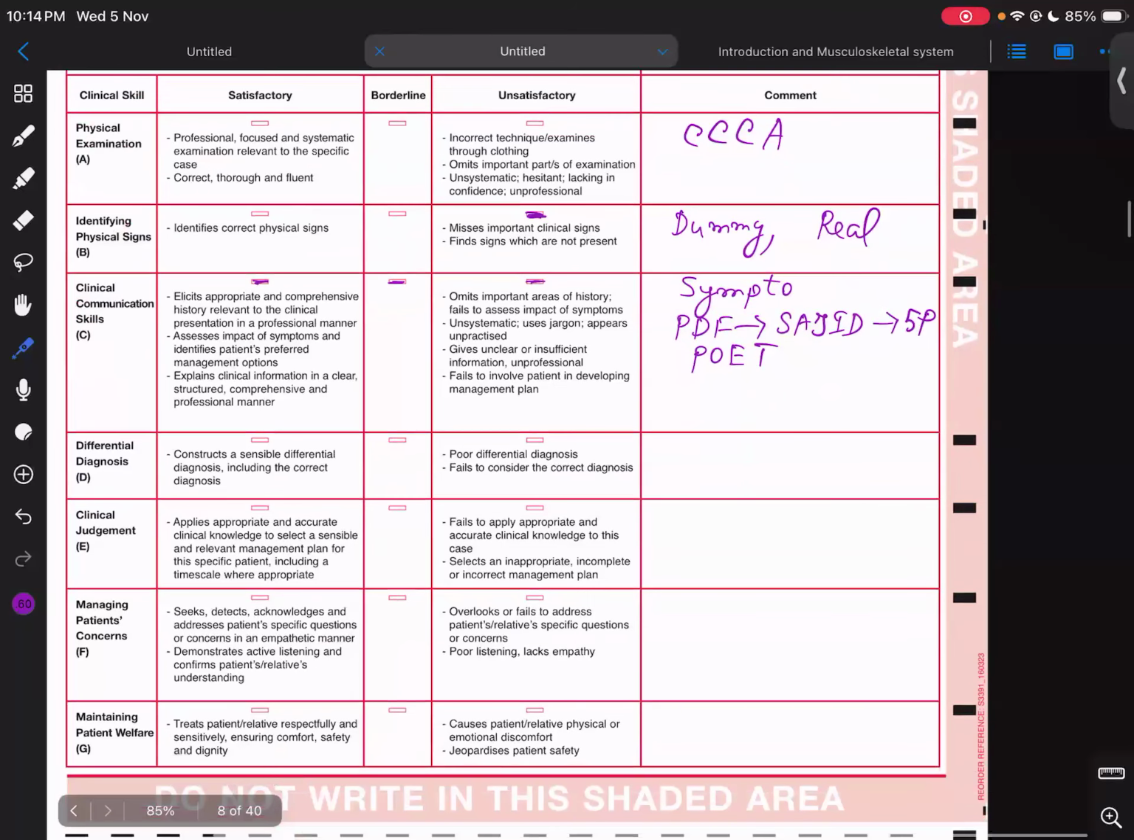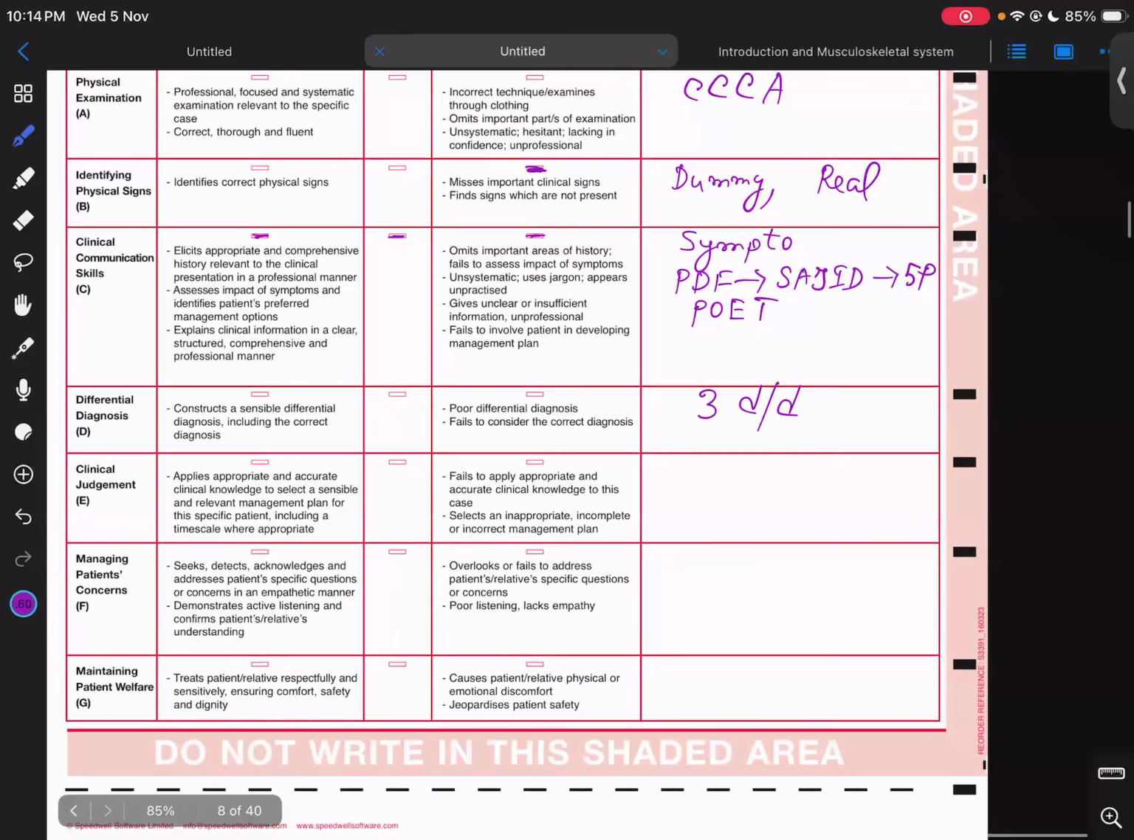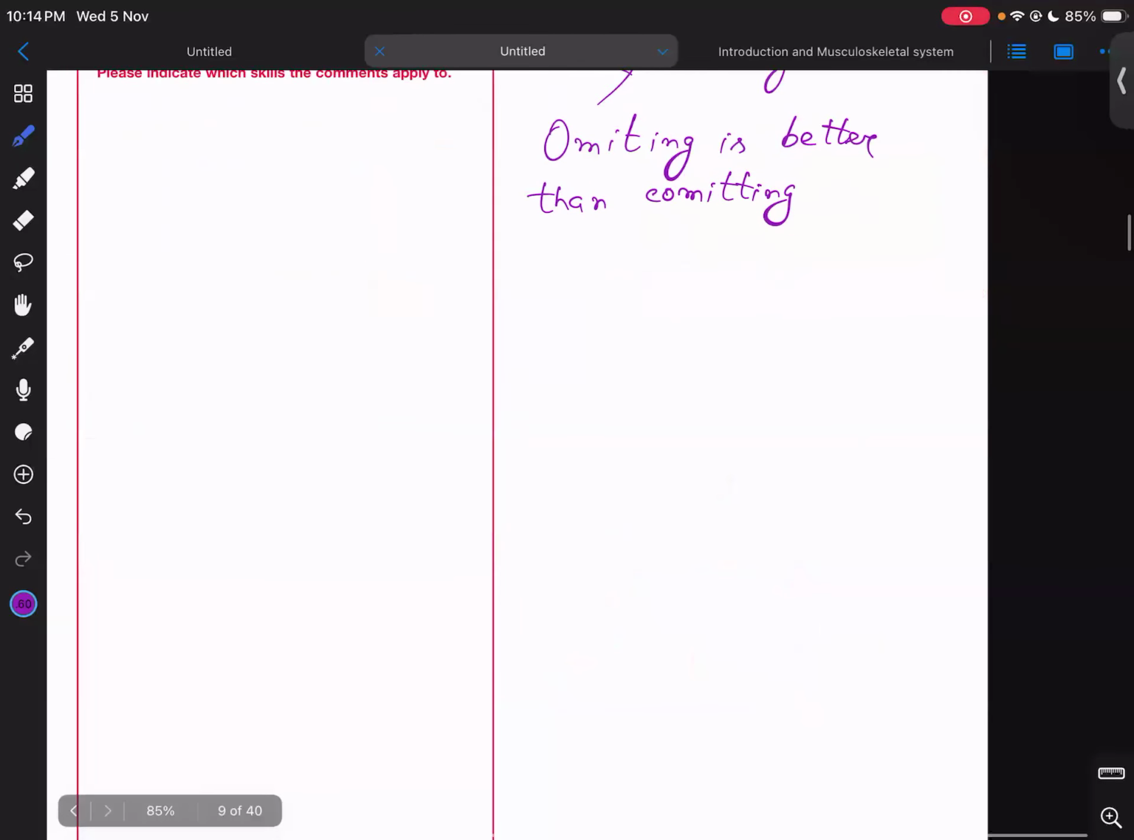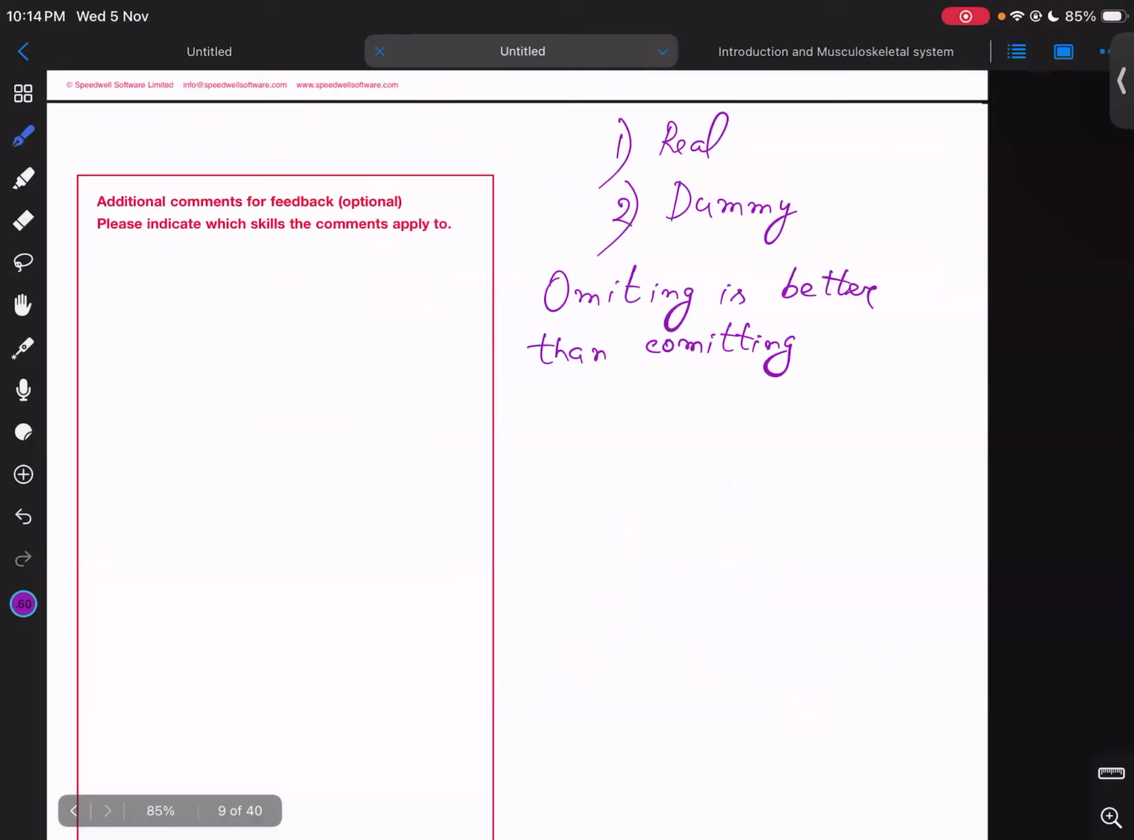Now let's go for the differential diagnosis. In the differential diagnosis, try to tell at least 3 differential diagnoses for every prompt. And how to tell this? Let me give you an example. Suppose the case is low back pain. We are going to discuss it today.